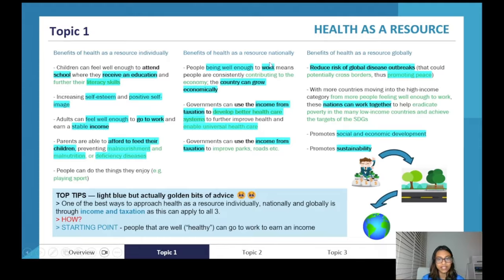They might be asking about health and human development, a health and well-being dimension, like how does health as a resource benefit health and well-being, national health and well-being, and human development. So you go from people being well enough to work, they can gain an income, which is then taxed, and the governments can use that. The country can grow economically, and that is a resource that's a benefit nationally. Then the government can use that to improve parks, which can improve quality of life, and then you relate it to a part of human development. And then resource globally. I'll stop blabbering on about this one.